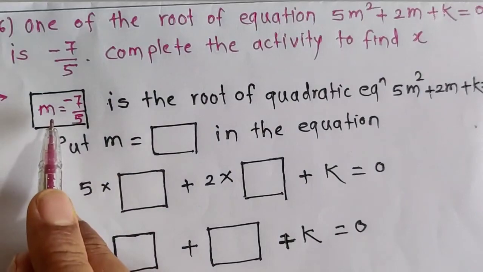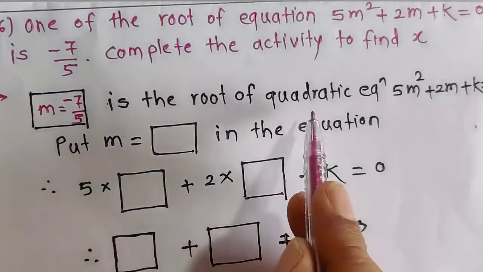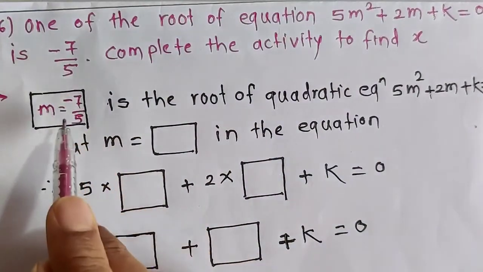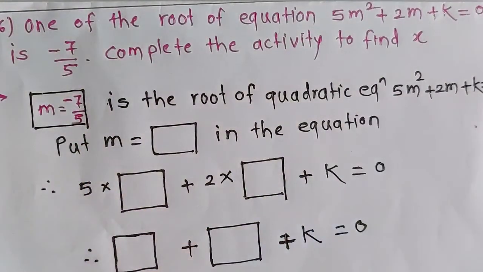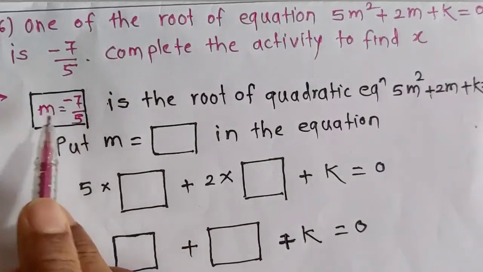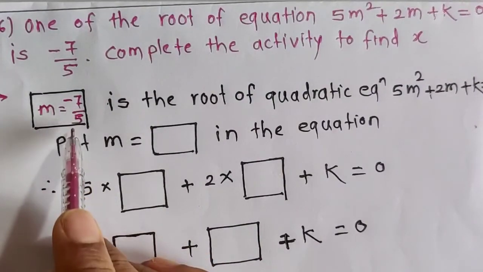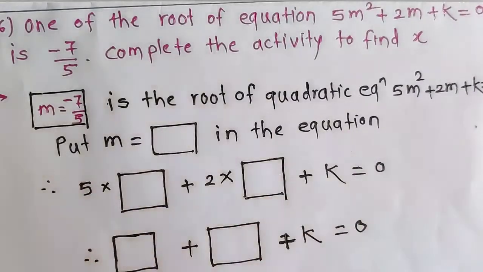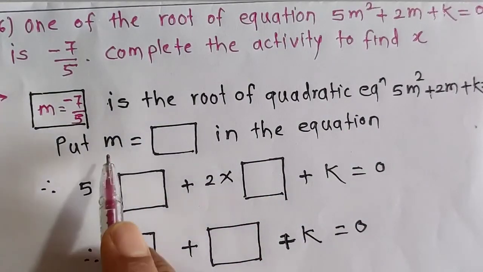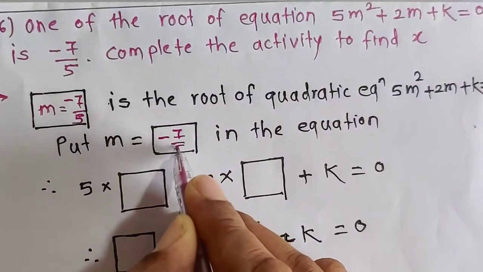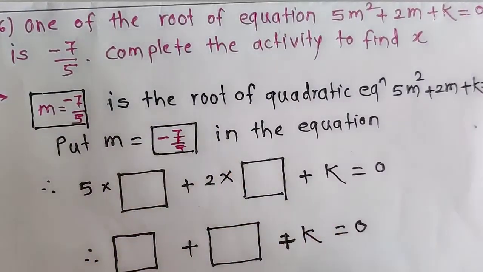So here we have to substitute. Dash is the root. What is given? One of the roots of the equation is minus 7 by 5. Therefore one of the values of m is minus 7 by 5. So here we have to substitute m is equal to minus 7 by 5, the root of the given equation. So substitute m is equal to minus 7 upon 5 in the given equation.